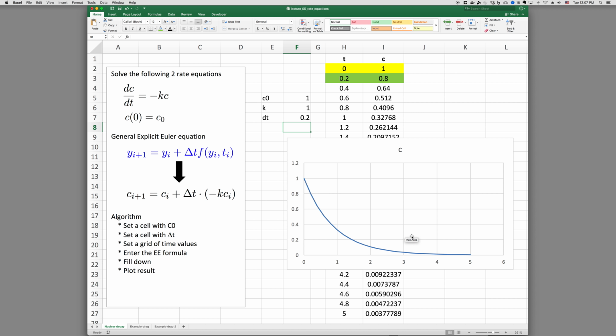Now if we change the time step size to 0.2, we can make it 0.4. You can see that we go out to longer time because we have a fixed number of steps that we're taking.